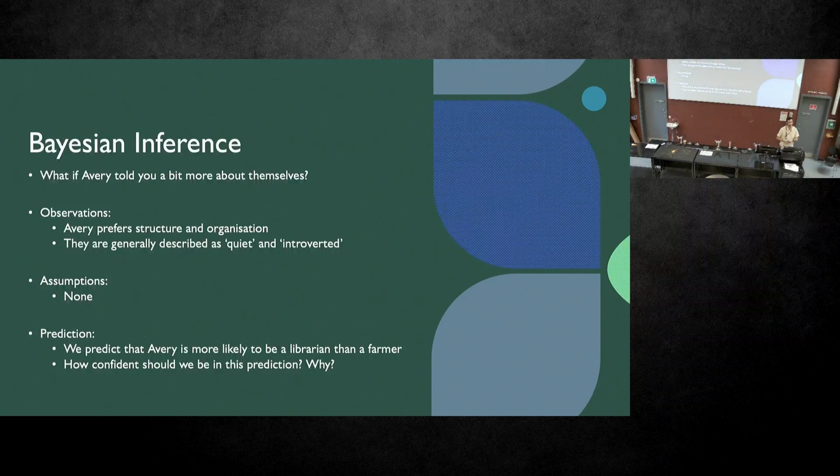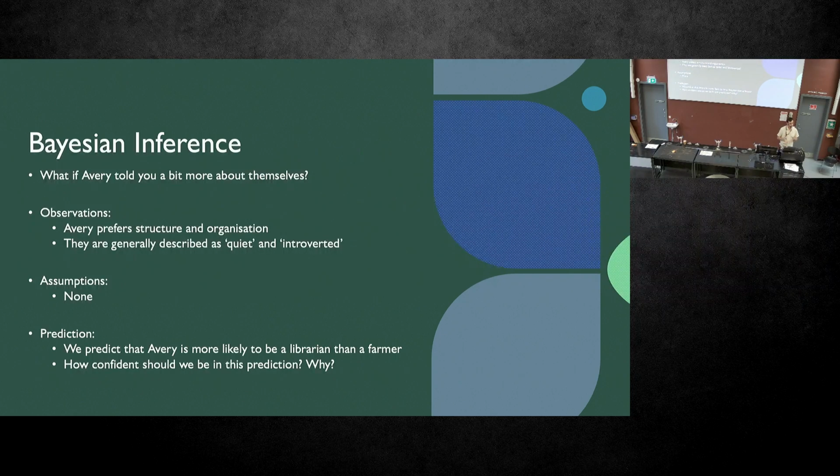But what happens if we learned a little bit more about Avery? What if we had Avery complete a careers questionnaire and we questioned some of their friends? We find out that they do prefer a more structured and organized life, and they do prefer things to be quiet. Now, at this stage, we still don't have any assumptions, we still don't have any prior information, but now we have more observed data to inform what our prediction should be. So naturally, we're going to predict that Avery is more likely to be a librarian. It sounds like it suits them a bit better.